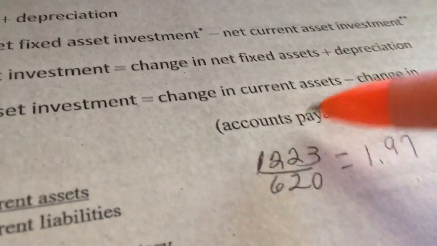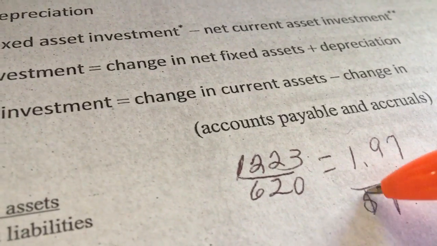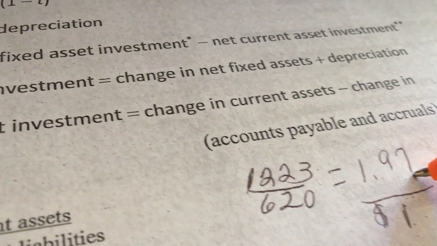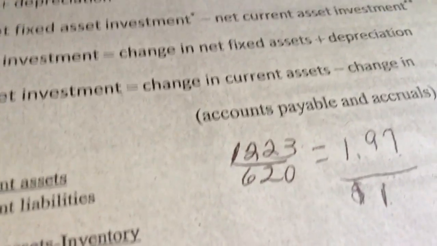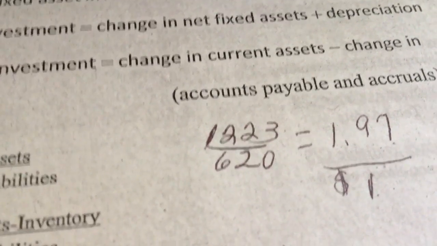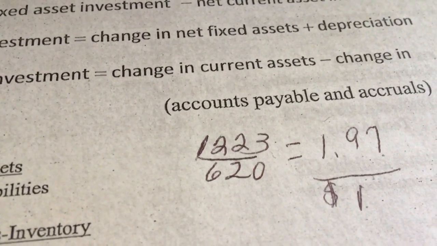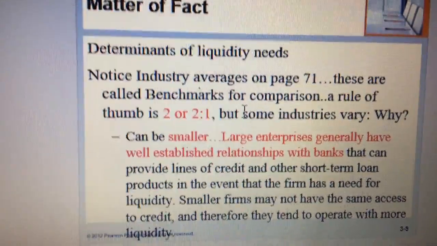Now what this means is that for every $1 of current liabilities, we have $1.97 of current assets. We have almost $2 available to pay off every $1 of our current liabilities, and that's good. You want a general measure of like 2 to 1, depending on the industry that you operate in. So that is a fairly good ratio analysis. Talks about that on the next slide.